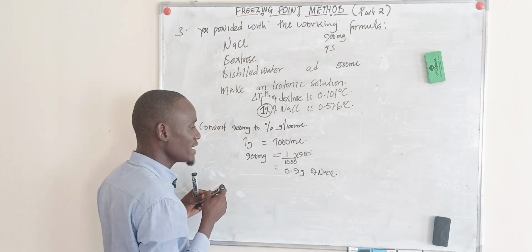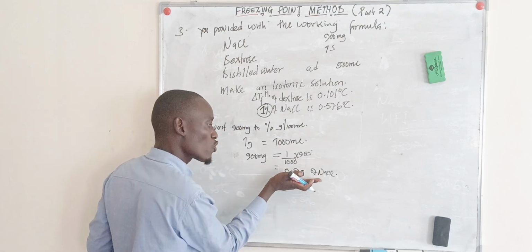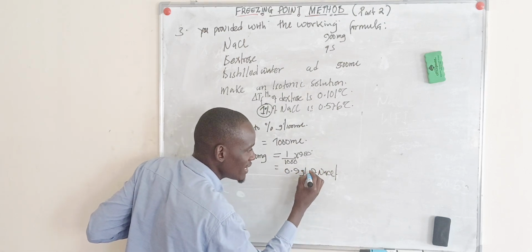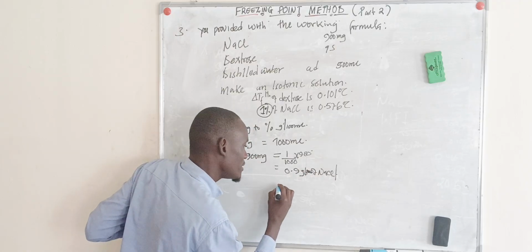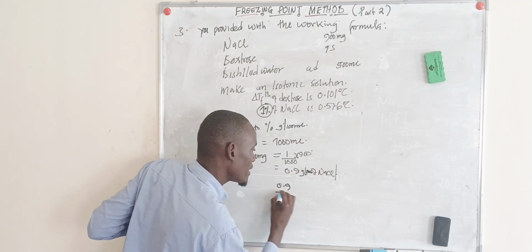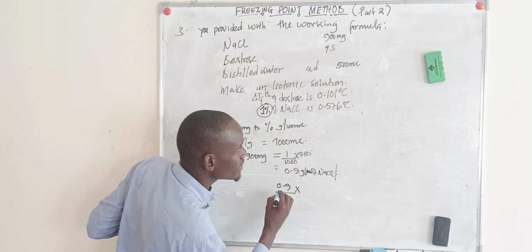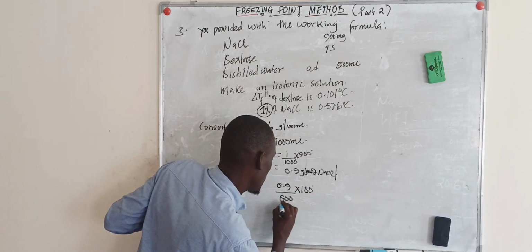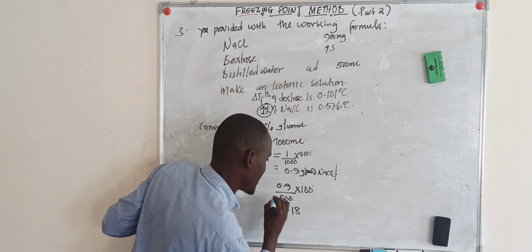So after getting the grams of sodium chloride, what is next for us is to convert it into 100. Remember, this one is in 500 mils. So we shall say 0.9 divided by 500 times 100. So this will give us 0.18%.